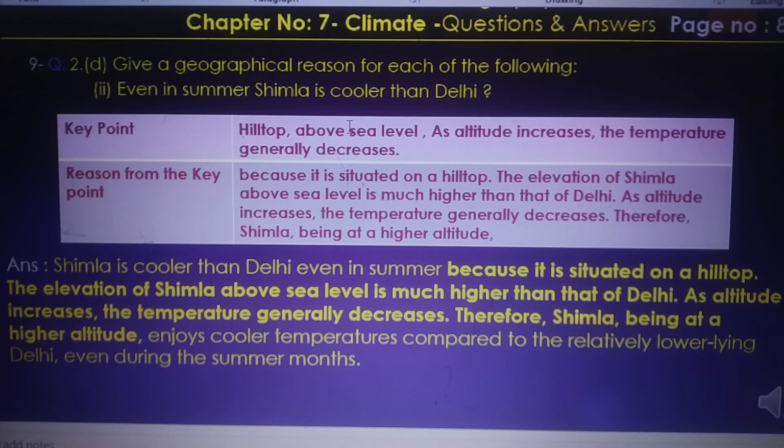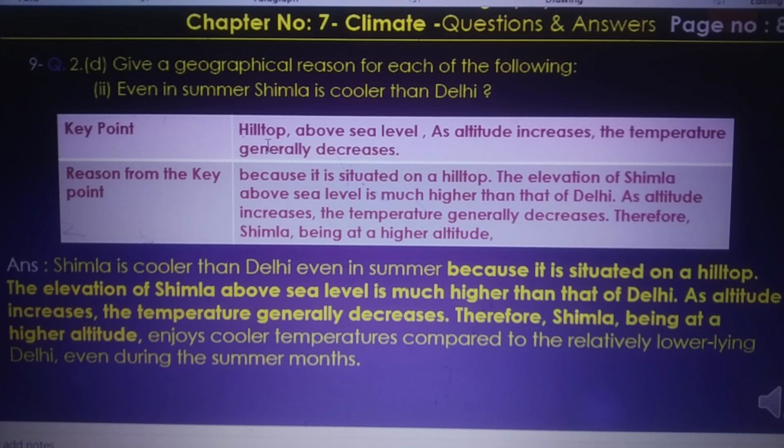Even in summer, Shimla is cooler than Delhi. So this is the key point: hilltop, above sea level. As altitude increases, the temperature generally decreases. The reason from the key points: because it is situated on a hilltop, the elevation of Shimla above sea level is much higher than that of Delhi. As altitude increases, the temperature generally decreases, therefore Shimla, being at a higher altitude, is cooler than Delhi.